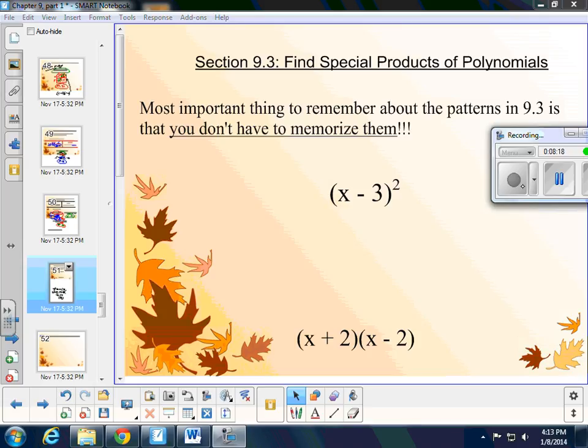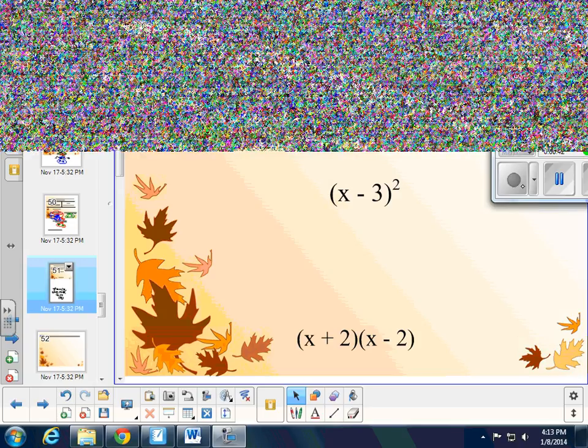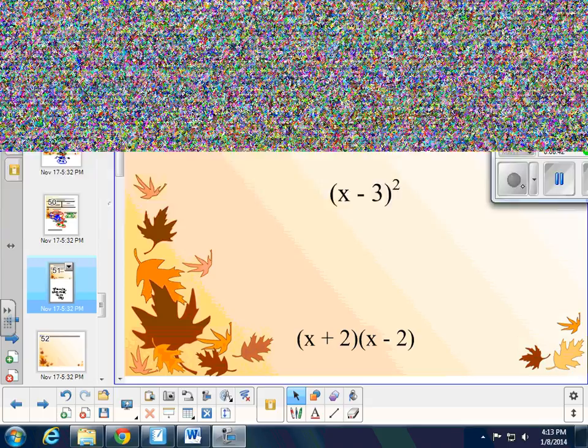Don't have to memorize these rules necessarily. You don't have to know them right offhand to be successful or to be able to multiply polynomials together. These are just shortcuts, just a way to get to the answer. It's not the worst thing in the world. What's the worst thing that would happen on a problem that has a certain pattern to it?